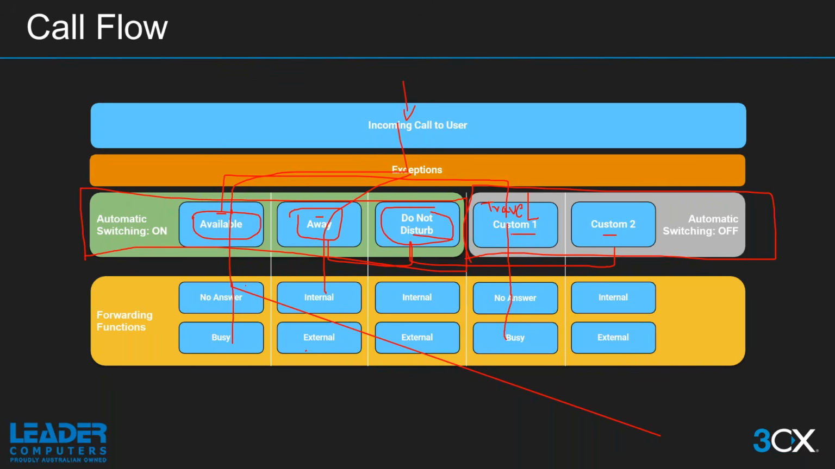But with custom one, let's say I'm putting an extension on custom one, you cannot expect it to change to DND during after hours, or away or available. So you need to manually change it to available, away or DND so that it follows the normal office hours if you want automatic switching to be on. If you use custom one, you'll be manually switching to custom one or two, and you need to manually switch it back to one of those if you still want it to follow the automatic switching.